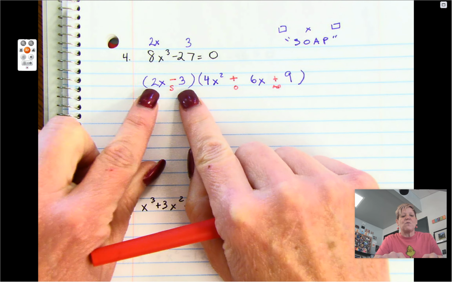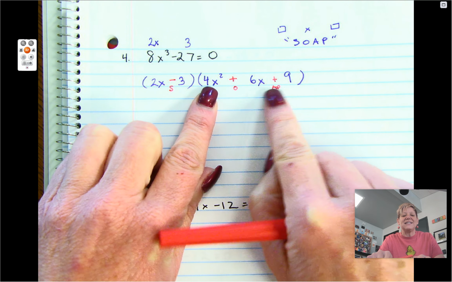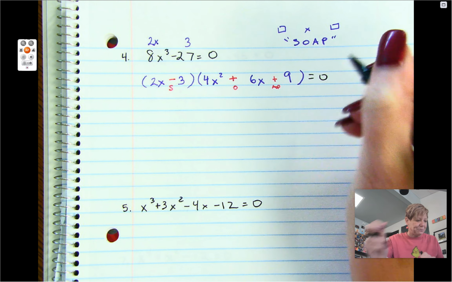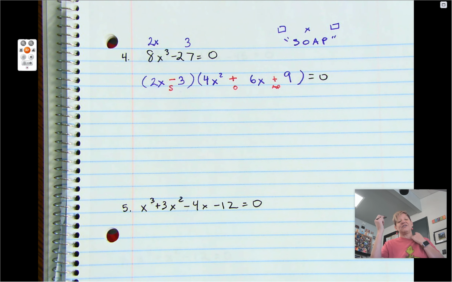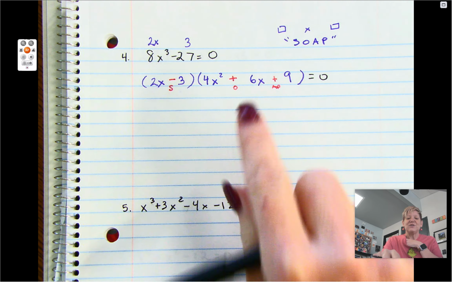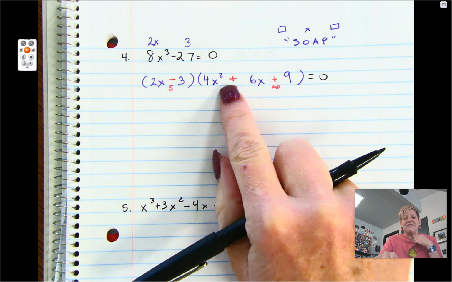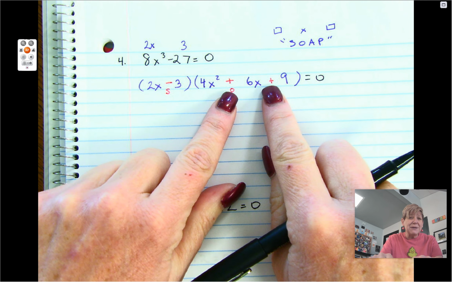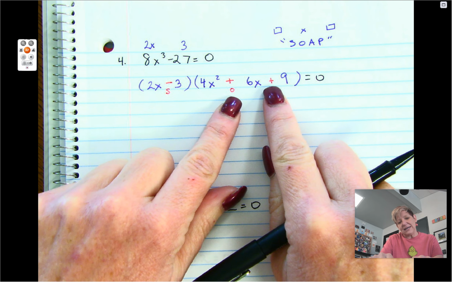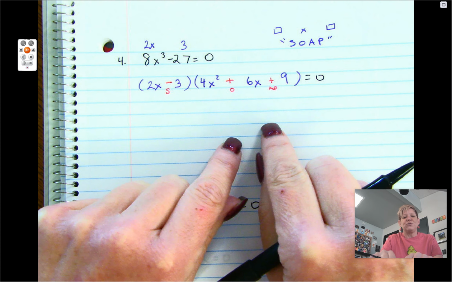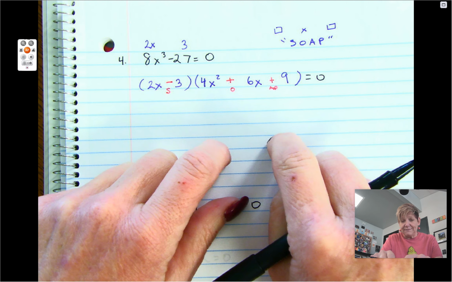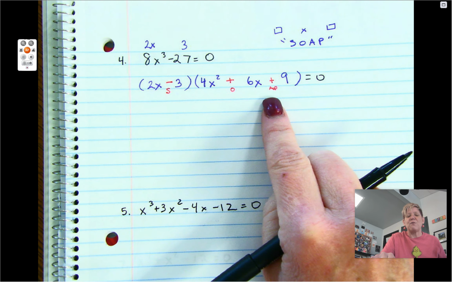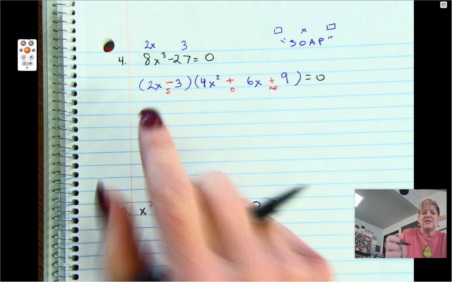2x minus 3, that quantity, times the quantity 4x squared plus 6x plus 9 equals 0. So we have factored this. Now, we have not factored it completely because right here, this guy is not factorable. So if we need to solve him, we actually have to use the quadratic formula, which we'll review in a couple days. But this guy would lead to 2 more answers with the quadratic formula. They could be irrational, they could be imaginary, all sorts. I'll leave that for in a couple days. We'll just go ahead and solve this guy.